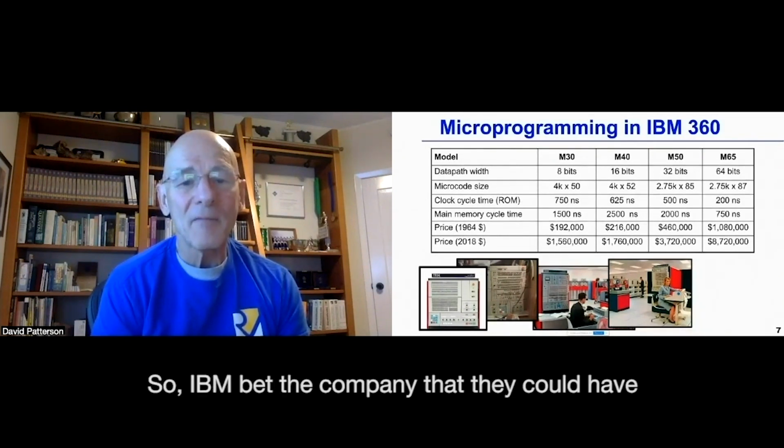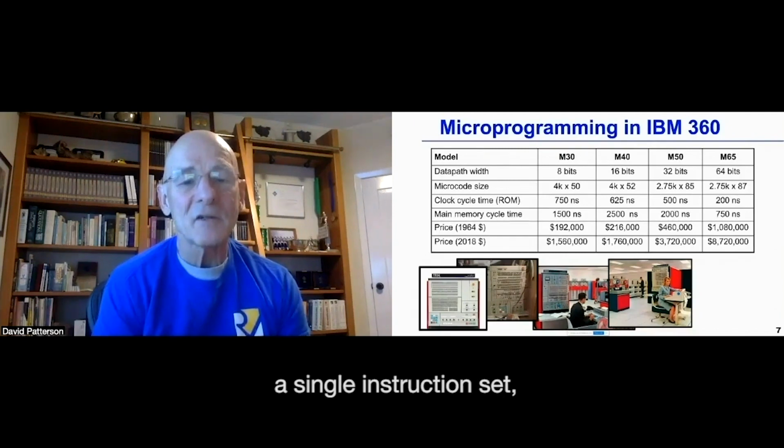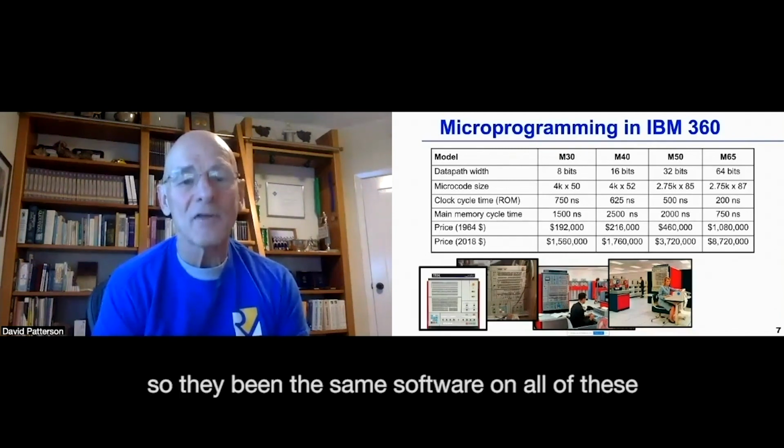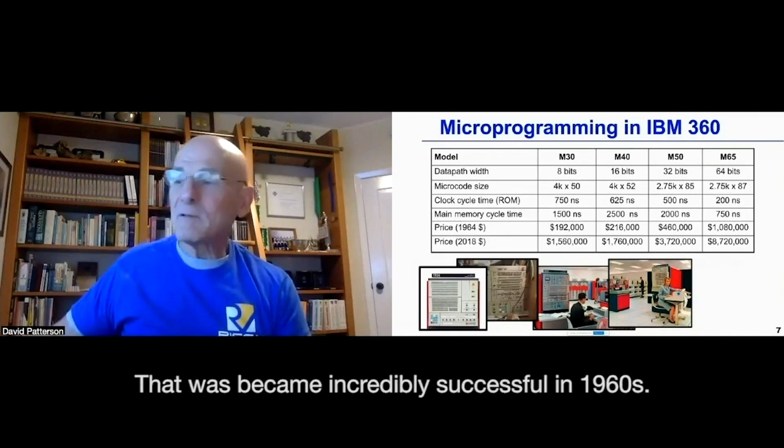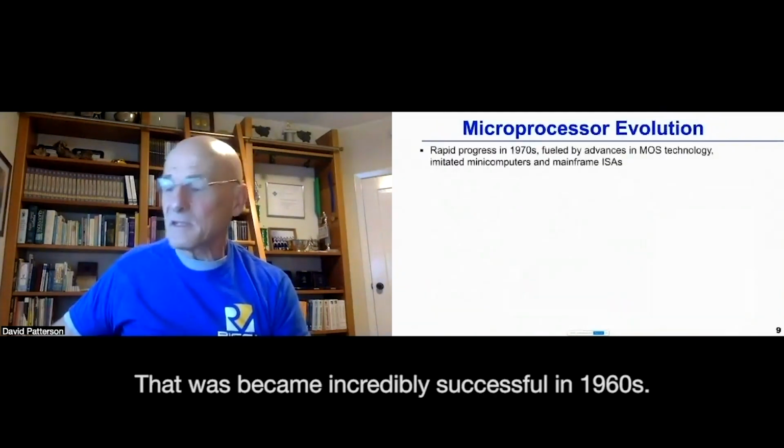So IBM bet the company that they could have a single instruction set, so they could run the same software on all these different types of machines, and IBM won that bet. That became incredibly successful in the 1960s.